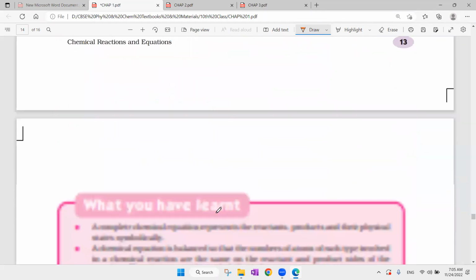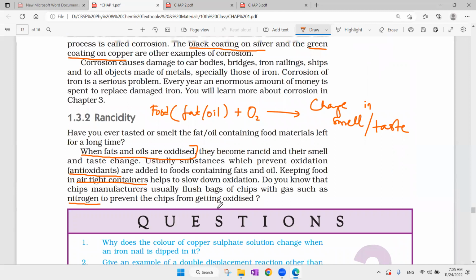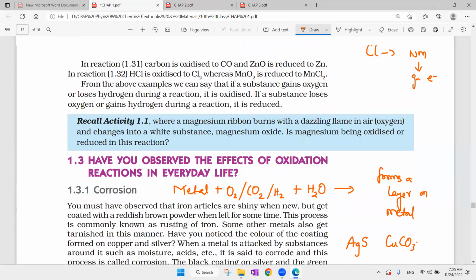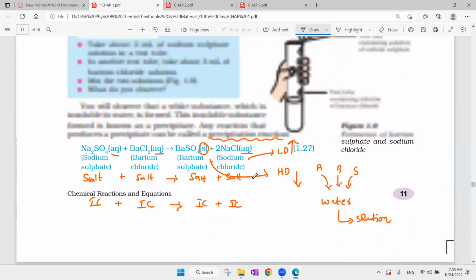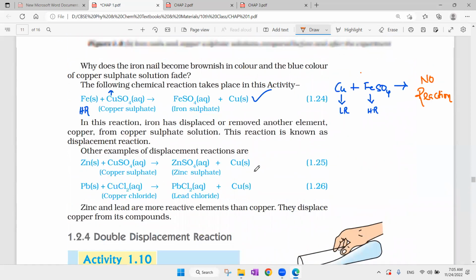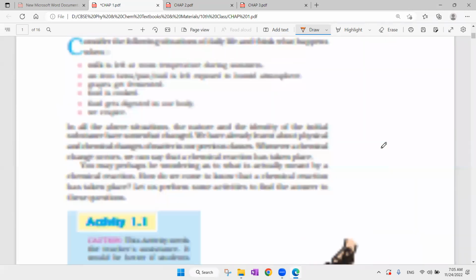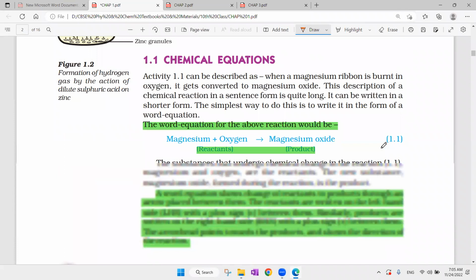So I suggest you read this chapter. We already discussed this chapter many times. Now also we are discussing each and every line, each and every activity, each and every equation. Every equation you have to spell from the beginning. I'll tell you what equations are there. Let me spell.